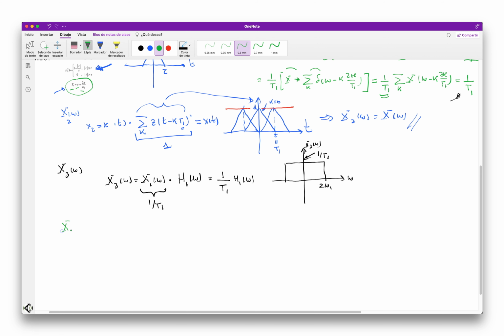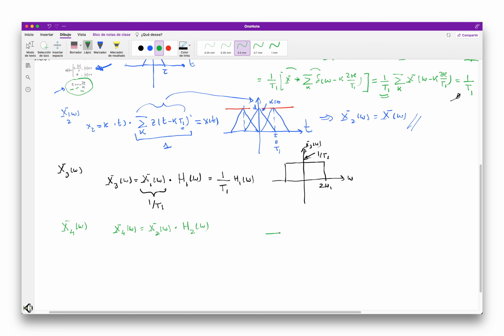Let's go for x4 of omega. So x4 of omega is just taking the input signal, which is x2 of omega, and multiplying that by the frequency response of the filter, which is h2 of omega. Okay, so what do we need to do? Let's write here both signals.